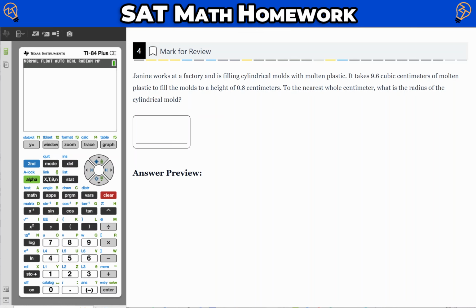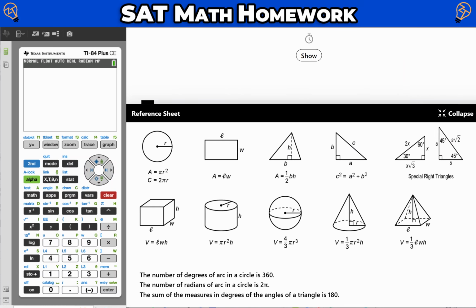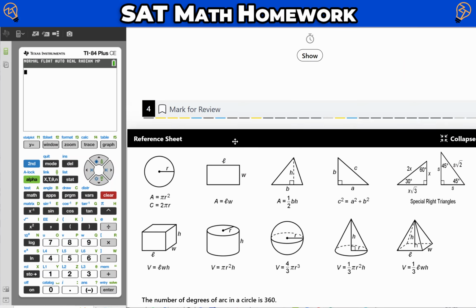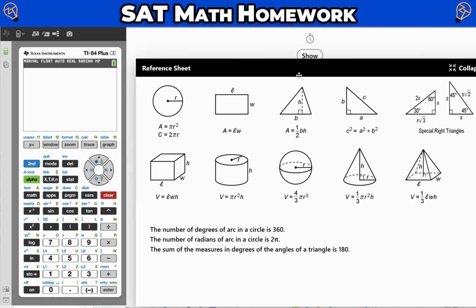In this question, we can see that we're dealing with a cylinder. And because it's talking about its filling capacity, we know that's a volume situation. So let's go to the reference document. And to find the volume of a cylinder, we can see right here it's pi r squared h.